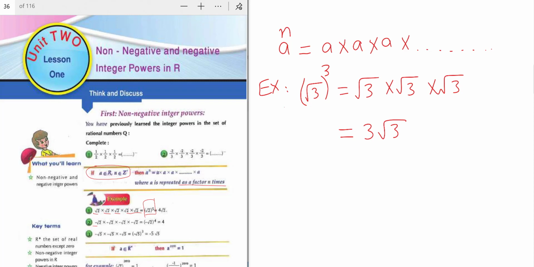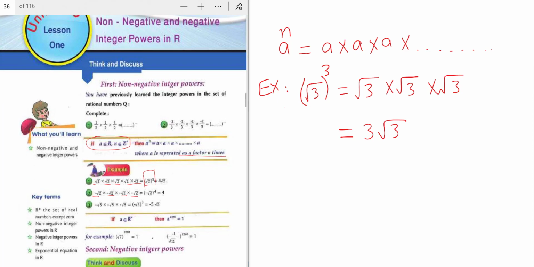Negative root 2 times negative root 2 times negative root 2 times negative root 2, repeated 4 times, so it becomes negative root 2 all power 4, which equals 4. Negative root 5 times negative root 5 times negative root 5, repeated 3 times, so it becomes negative root 5 all power 3, which equals negative 5 root 5.